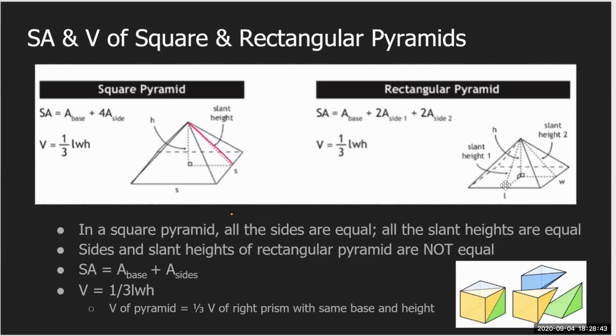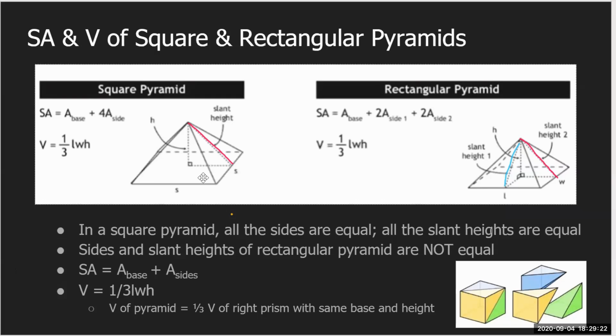Over here is a rectangular pyramid, and it's very similar to a square pyramid, except at the bottom we have a rectangular base instead of a square one. In the case of a rectangular pyramid, you actually have two different slant heights because one side will be longer than the other. For these two shapes, we do have a formula. Surface area is equal to the area of the base plus the area of the sides. Pretty intuitive.